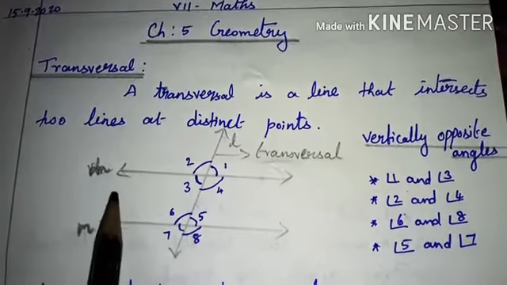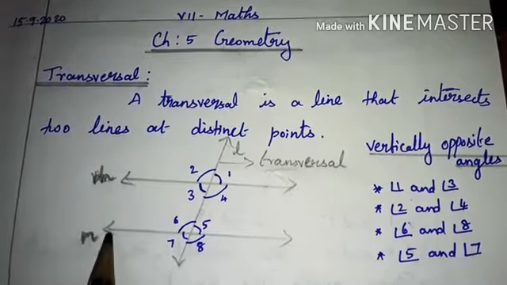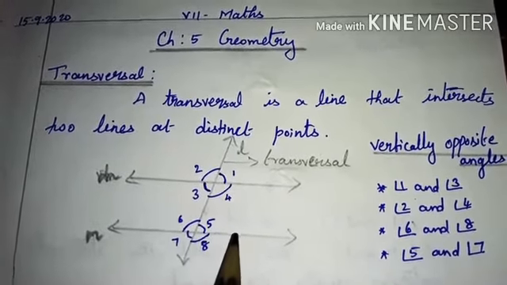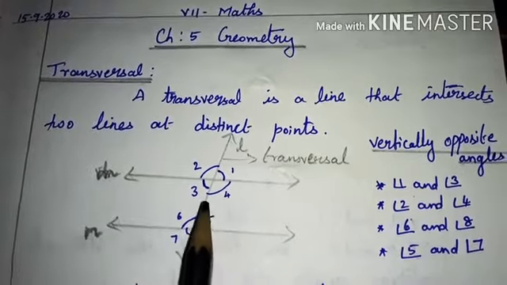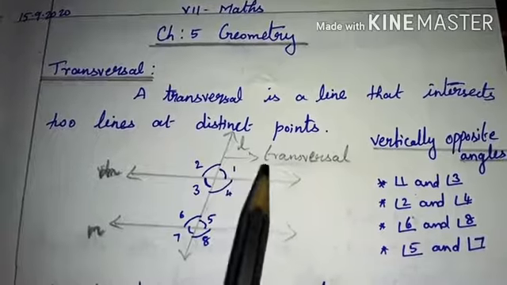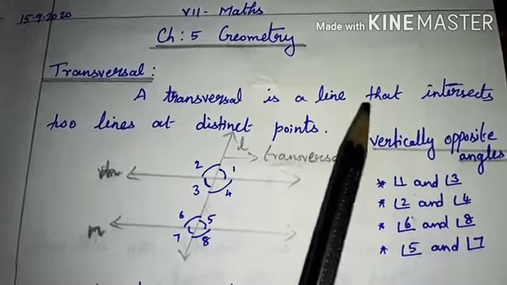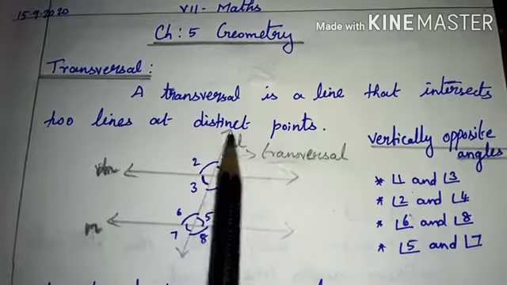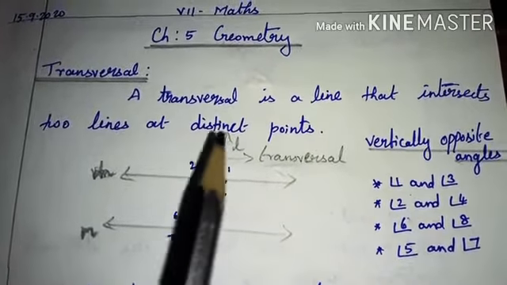Today we are going to learn chapter 5 geometry, that is transversal. If we take the two lines M and N which are non-parallel and L is another line which intersects these two lines, we call this intersecting line a transversal. That is, the transversal is a line that intersects two lines at distinct points. Distinct point means different points.